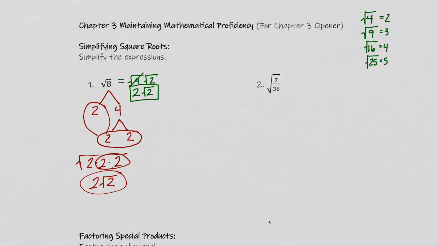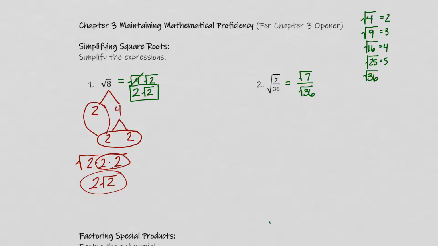All right, so number 2 here looks a little different. Now I have a square root of a fraction. Well, remember, square root of 7 over 36 is the same thing as saying square root of 7 over square root of 36. And I can't take square root of 7. It is prime, and I would get a decimal, okay? But I can actually take the square root of 36. It's our next perfect square over here.